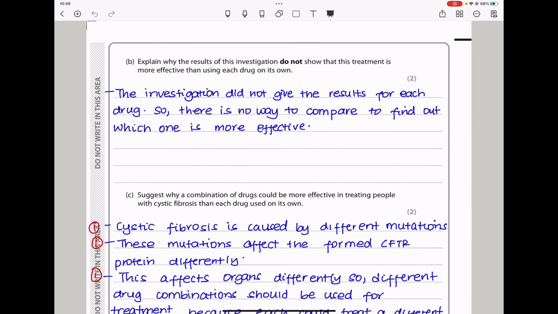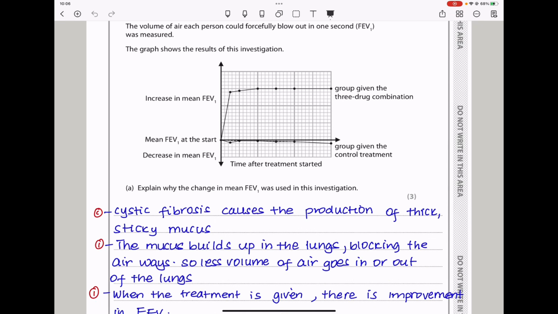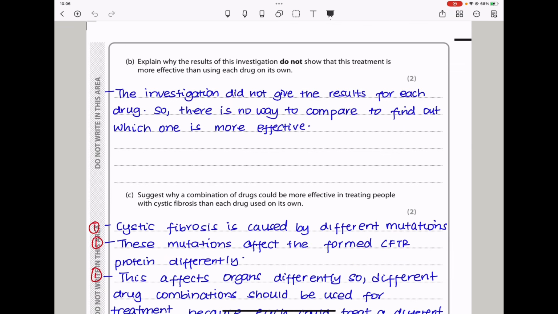Explain why the results of this investigation do not show that the treatment is more effective than using each drug on its own. Based on the graph, you can see there were no results given for each individual drug, so we cannot make a conclusion about that. So I said, the investigation did not give the results for each drug, so there is no way to compare to find out which one is more effective.